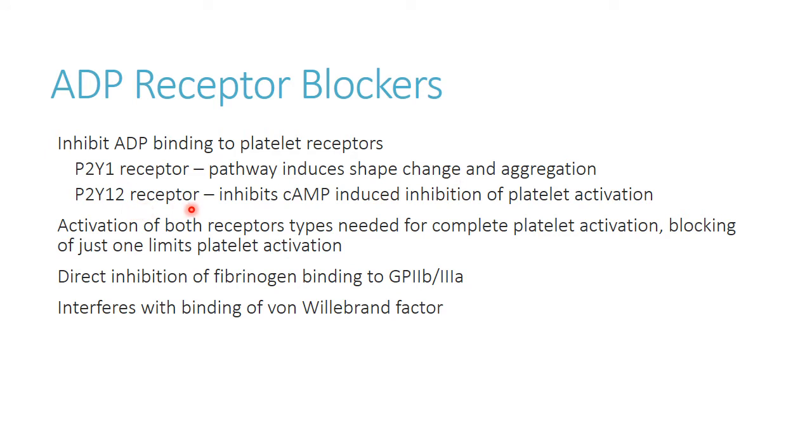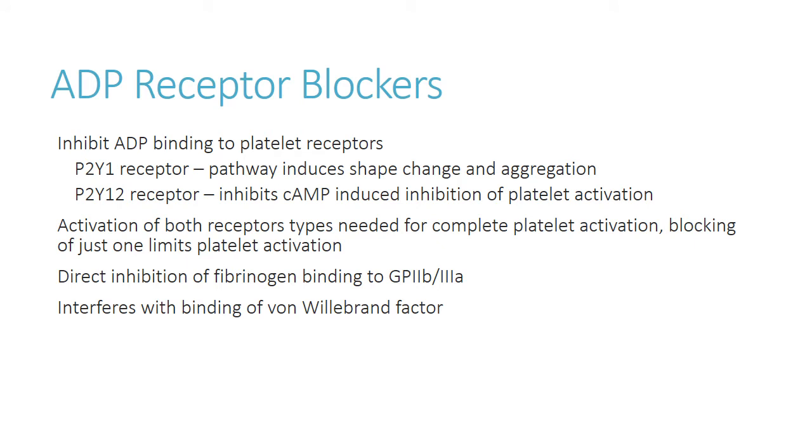And then we have P2Y12, which actually inhibits cyclic AMP-induced inhibition of platelet activation. So while both these receptors are needed for complete activation, most of our drugs are going to be selected for just one of them. Blocking just one of them is generally enough to cause pretty decent platelet inhibition for the most part. We're also going to see that this will help with things like direct inhibition of fibrinogen.